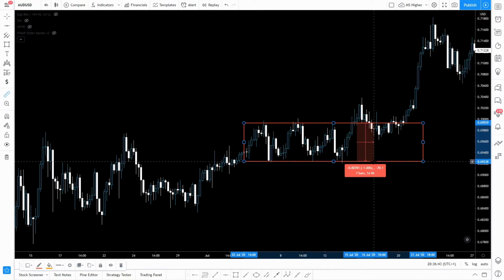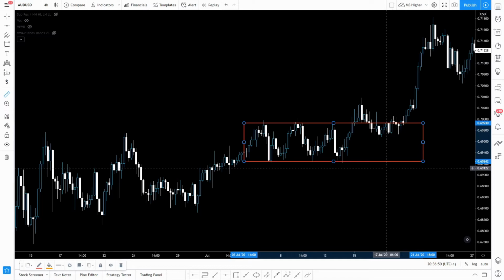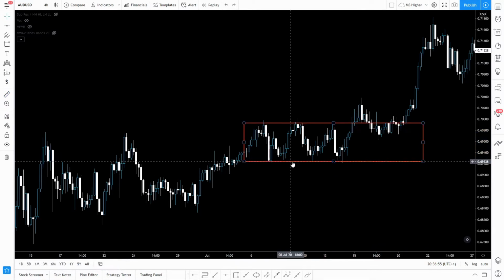69, 70 pips. Yeah, that's too much for me. I couldn't enjoy that. Yeah, if I'm wrong, then I'm wrong for 70 pips. If I put a big lot size on, I don't really want to lose money. I'm here to minimize my risk.